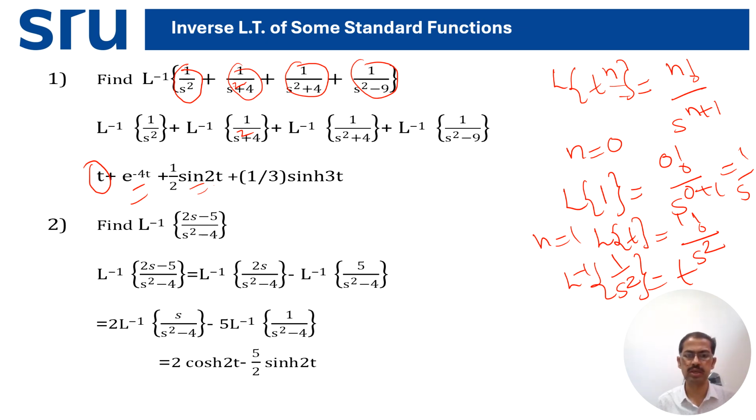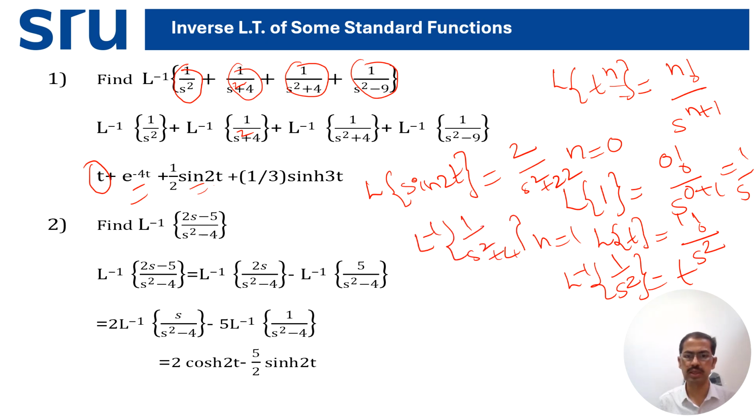How is it possible? Just take the Laplace transform: sine 2t is 2 by s square plus 2 square, that is, s square plus 4. Now write down the inverse Laplace transform of 1 by s square plus 4. You send the 2 to the other side, which divides, giving 1 by 2 into sine 2t.